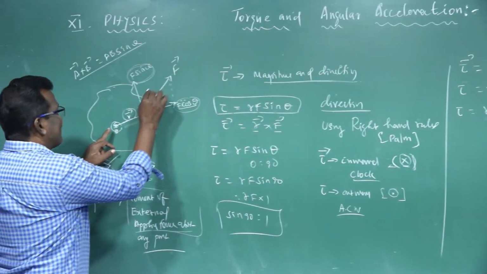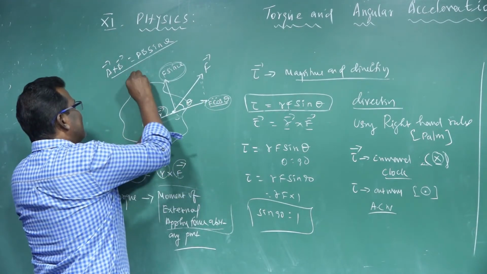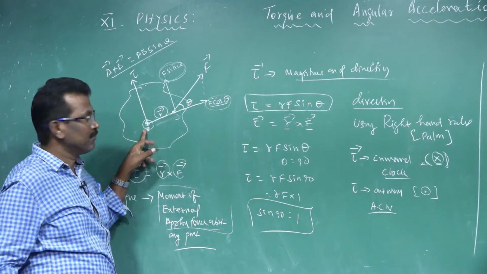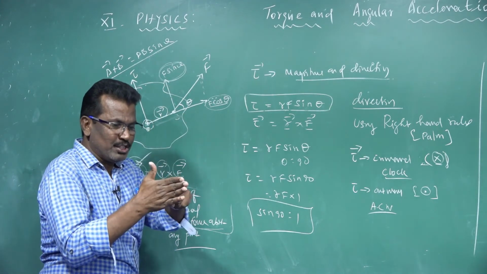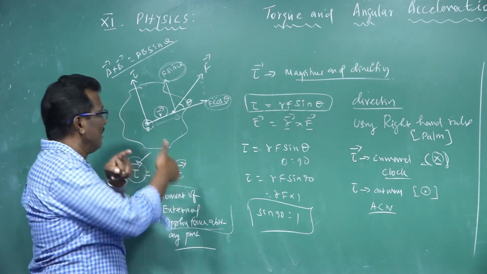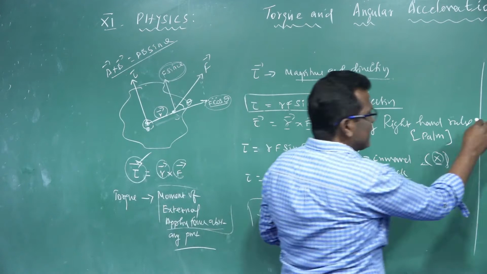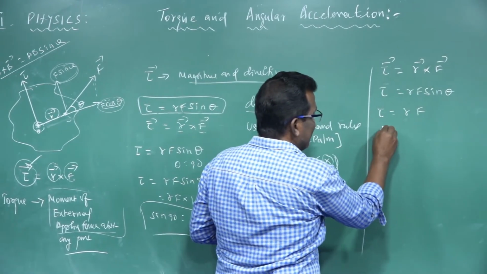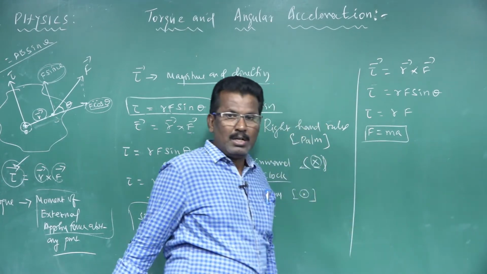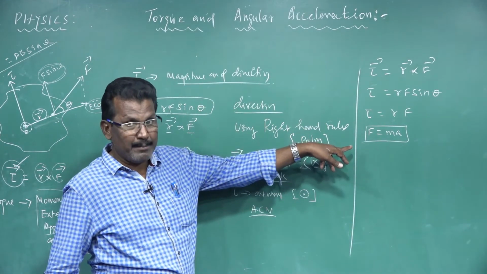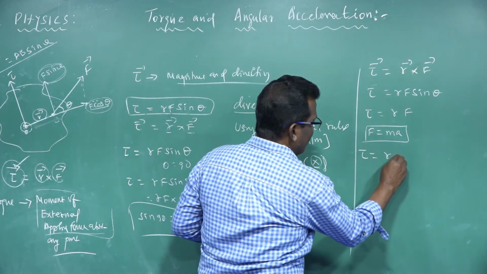The torque acts perpendicular to both the F vector and the position vector. This is the position vector, this is the F vector, and the torque acts perpendicular to both the R vector and the F vector. So tau is equal to R cross F. We know that force F is equal to MA. So rewriting, tau is equal to R into MA.